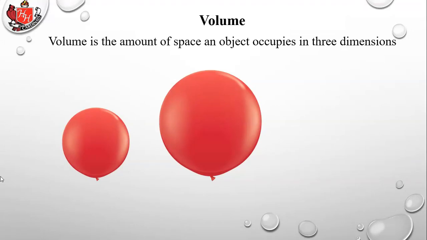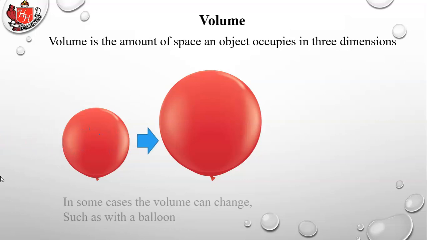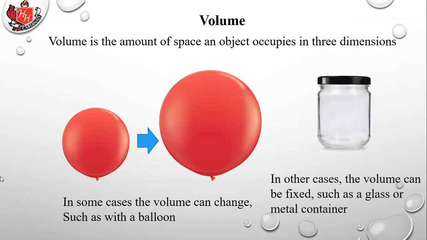So volume is the amount of space that an object occupies in 3 dimensions. In some cases, the volume can change, such as with a balloon. In other cases, the volume can be fixed, such as a glass or metal container. Oftentimes, when you read a chemistry problem, you want to be looking for words such as balloon, or the volume, or they'll suggest that the volume can change.